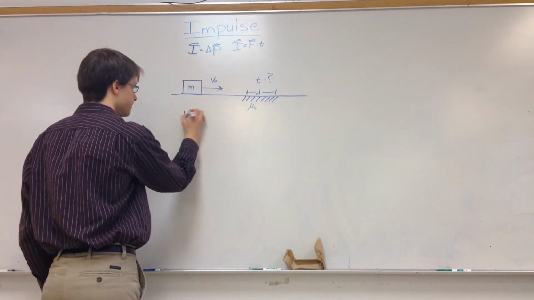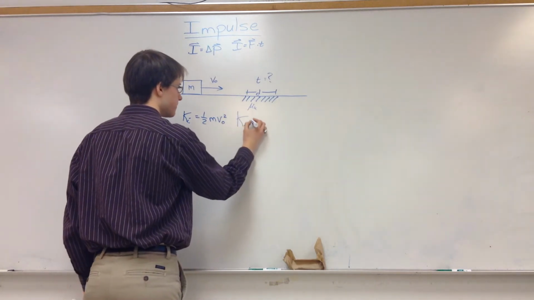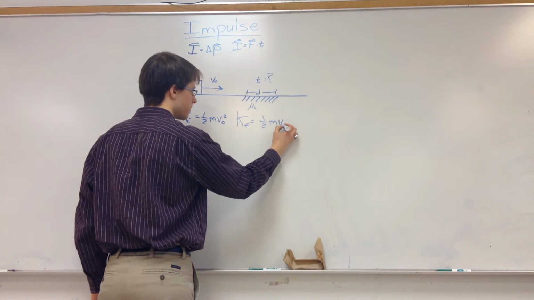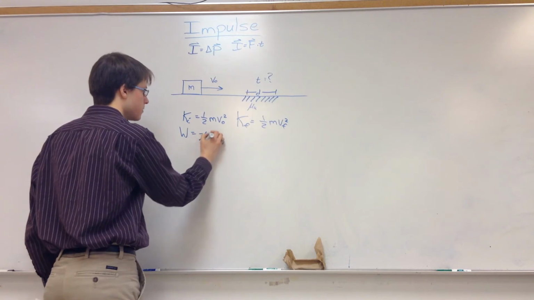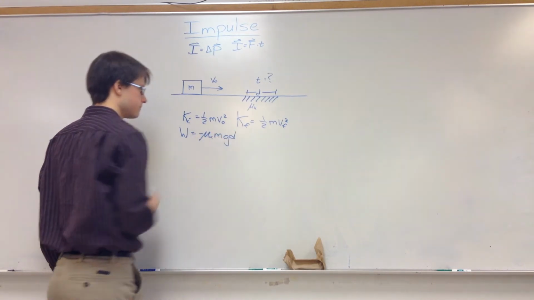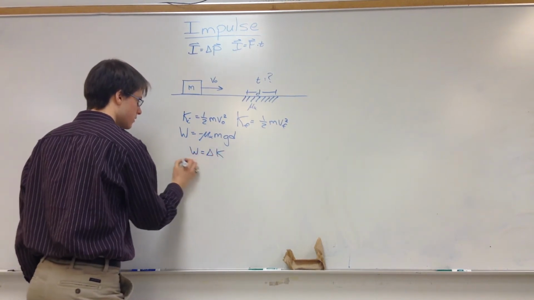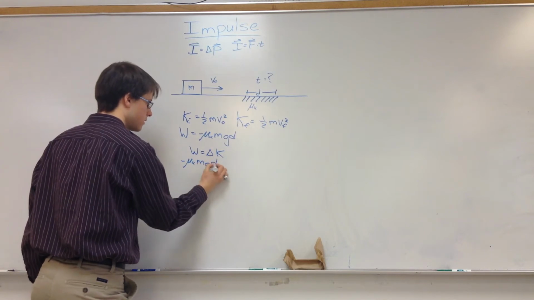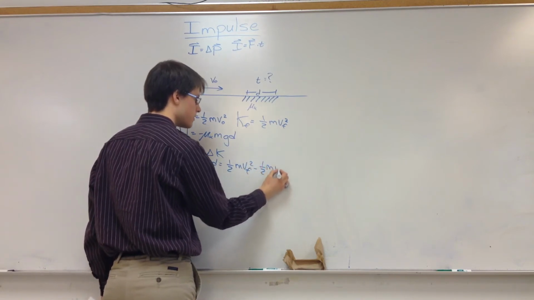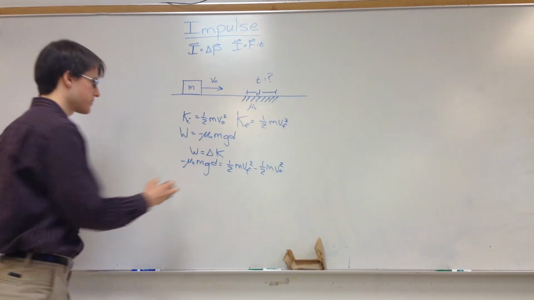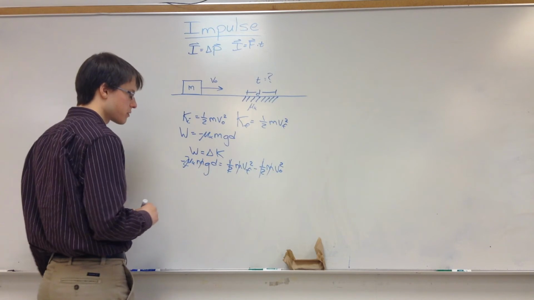So initial kinetic energy is equal to 1/2 mv0 squared. Final kinetic energy is equal to 1/2 mvf squared, where vf is what we want to solve for. And we know that the work being done is negative mu k mg d. So setting this up, we have that work is equal to the change in kinetic energy. So negative mu k mgd is equal to 1/2 mvf squared minus 1/2 mv naught squared. So we can cancel out all the m's, multiply through by 2, and then add v naught squared to both sides.